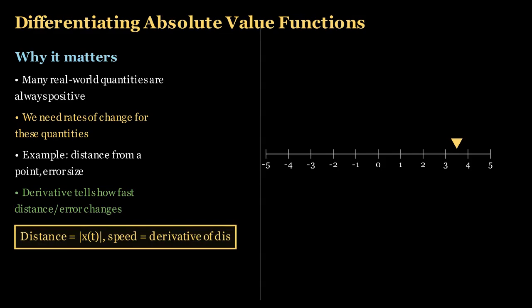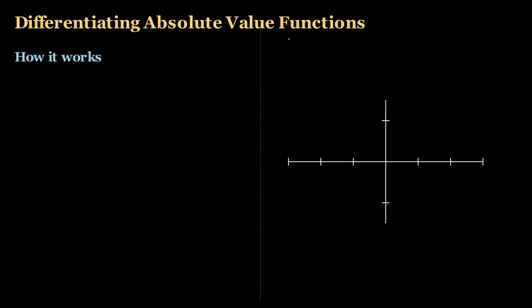The derivative of the distance tells us the speed at which the car is moving away from or toward the point, ignoring direction. To find the derivative, we start from what we already know: absolute value is a piecewise function. For x less than 0, the absolute value of x equals -x. The derivative of -x is simply -1. For x greater than 0, the absolute value of x equals x, and its derivative is 1.